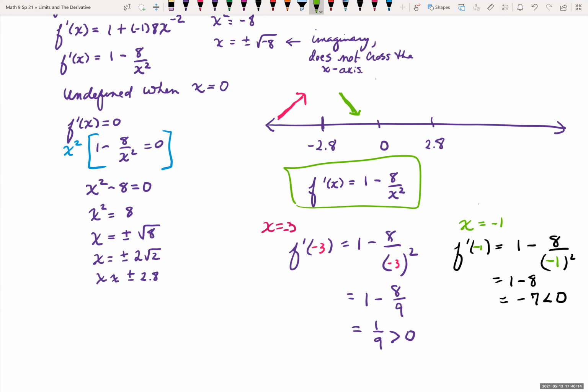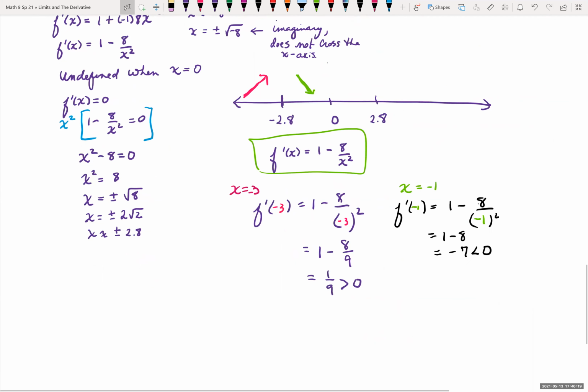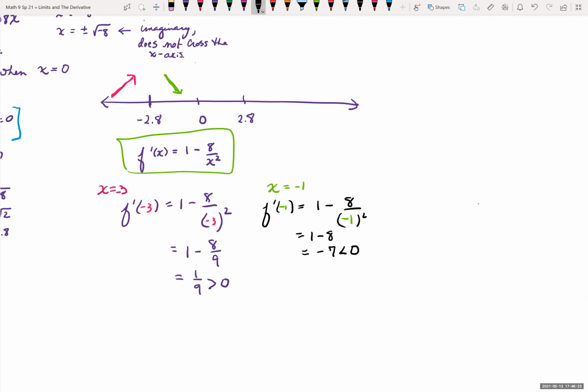And then choose +1 maybe. Same idea, this is where it's symmetrical. If you plug in +1, notice that you're going to square it, which will give me the same thing. So because of symmetry, I know that this is also decreasing.